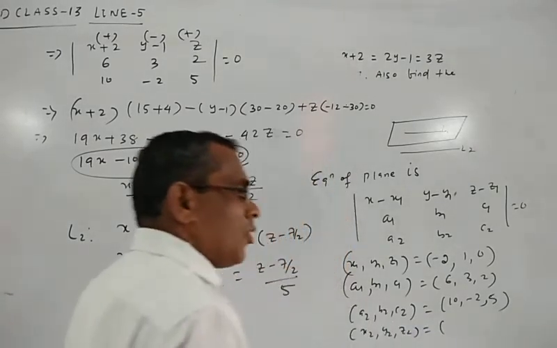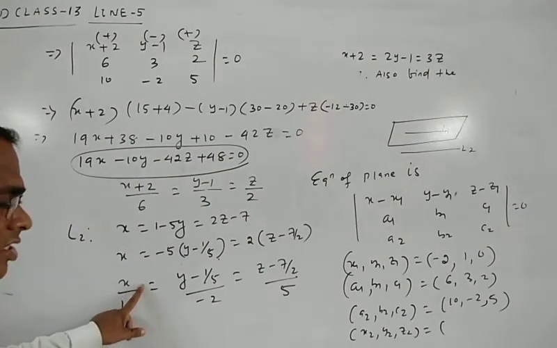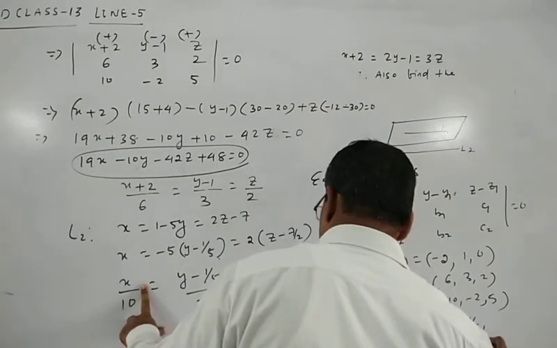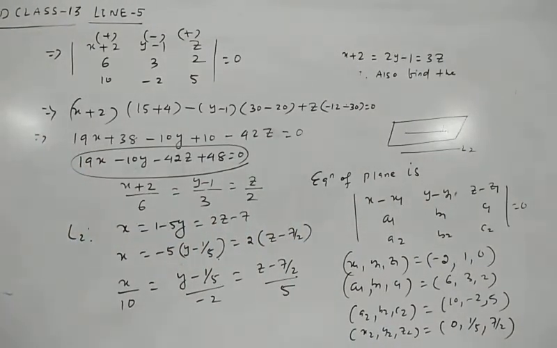This is the point on the second line. The second line's point, x minus 0, so it is 0, 1 by 5, 7 by 2. 0, 1 by 5, 7 by 2.